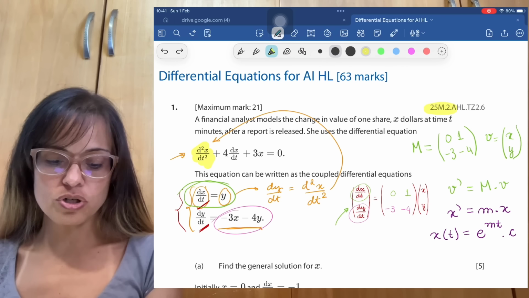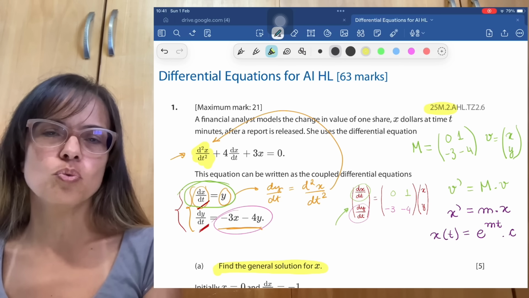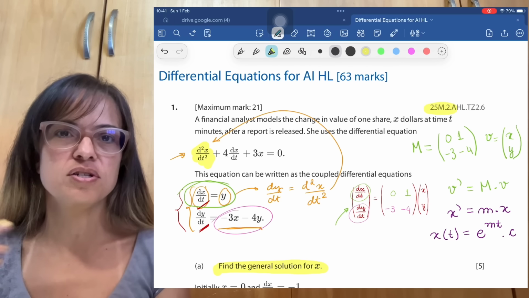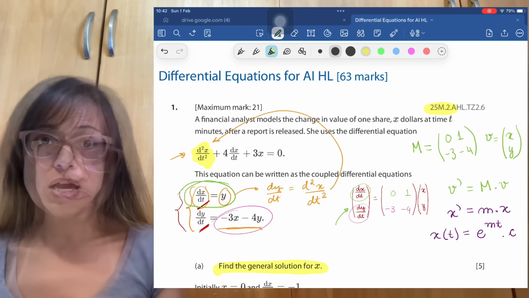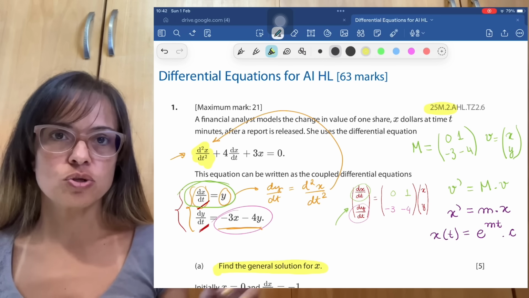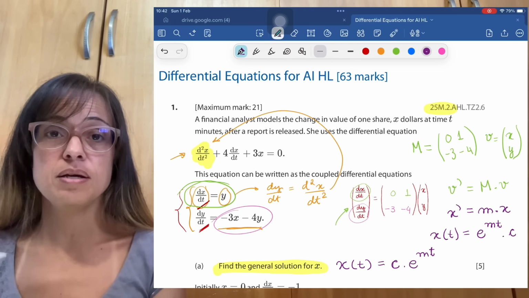In part A of the question, he is asking for the general solution for x. He's not going to ask for y because y is just an intermediate variable that you put in there to solve the question. The actual variable of the equation was x, so that's what he's going to ask about. And you kind of want it to be the same thing.